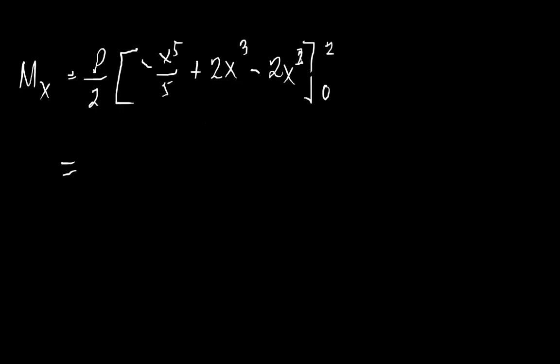Again, we're not going to use 0 here because it will make the expression 0. So let's just use 2. So rho over 2 is equal to negative 32 over 5 plus 16 minus 8.